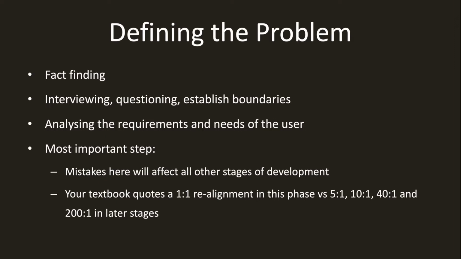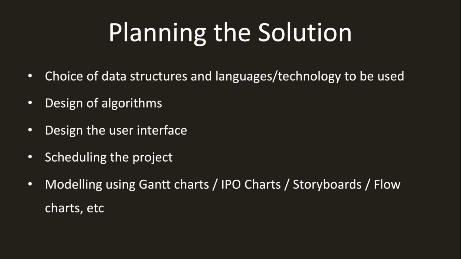After we've defined what the problem is, we need to plan how we're going to fix it. So during planning of the solution, we will make some fairly serious decisions about what technology we're going to use, what the data structures are going to look like, what database engine we are going to use, what kind of user interface we're going to have. We're going to think about the algorithms that we're going to use. So we're going to try and solve some of the problems on paper first, so we can identify what some of the problems might be before we actually get to the building phase.